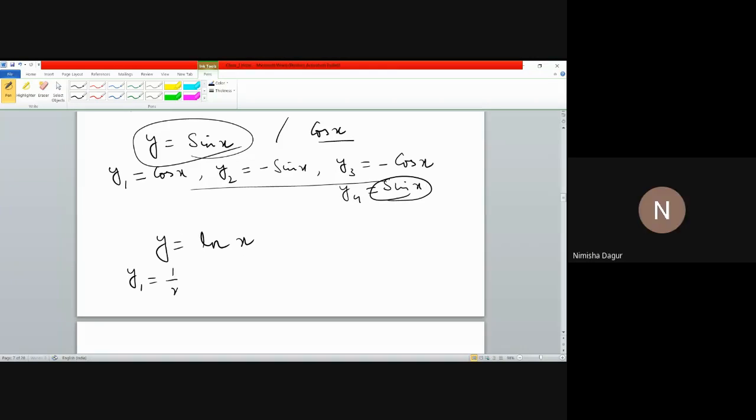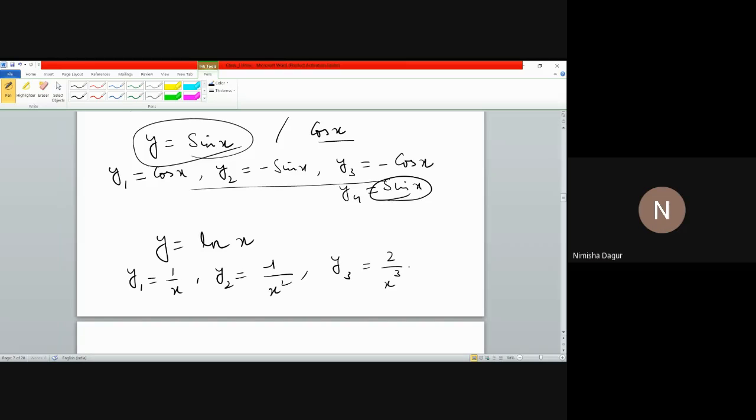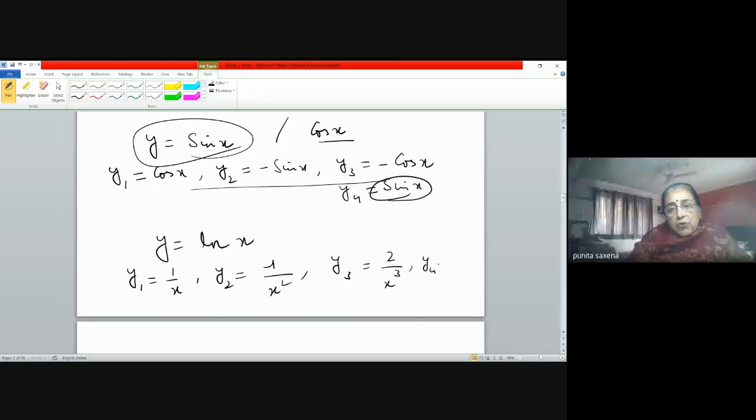1 by x. What is y2? Minus 1 upon x square. What is y3? 2 by x cube. Y4 is minus 6 upon x to the power 4, and so on. So that means again the function is differentiable as many times as I want. Okay, but for the derivatives to exist, I just want my x to be non-zero. ठीक है ना? तभी तो एग्जिस्ट करेंगे, अदरवाइज तो सारे डेरिवेटिव्स इनफाइनाइट होते जाएंगे, right?